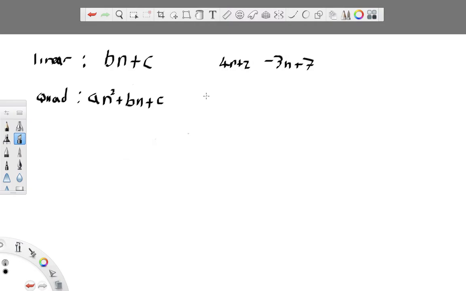So we could have an example such as 2n squared plus 2n. That would be an example. We could have n squared itself. We could have n squared plus n. Or if we really wanted to, we could have something with all three parts of this. So we could have a question that was, I don't know, 4n squared plus 2n plus 1. So that would be an example.